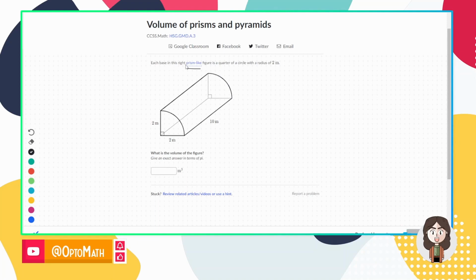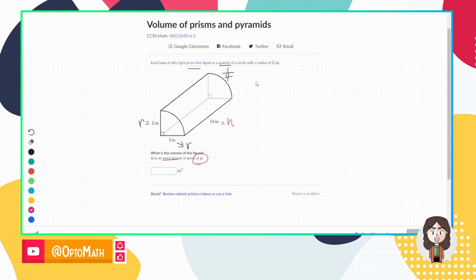Each base in this right prism-like figure is a quarter, meaning 1/4, of a circle with a radius of 2 meters. We notice we have our radius marked visually. Let's go ahead and put an R there. We could have written equals, I'll do that as well. You might like the way that looks. And our 10 is going to be our height. So it's just asking us for volume, and we want to leave it in terms of pi. Exact answer in terms of pi.